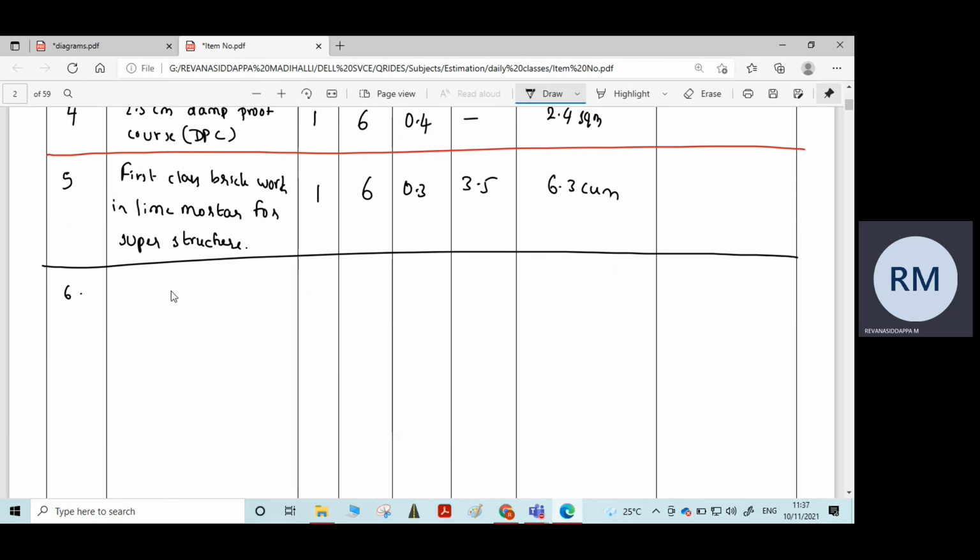Sixth one, you write. And it is said in the problem that it is 12 mm plaster with proportion 1:6. Same thing I will write here: 12 mm plaster, cement and sand, with 1:6.